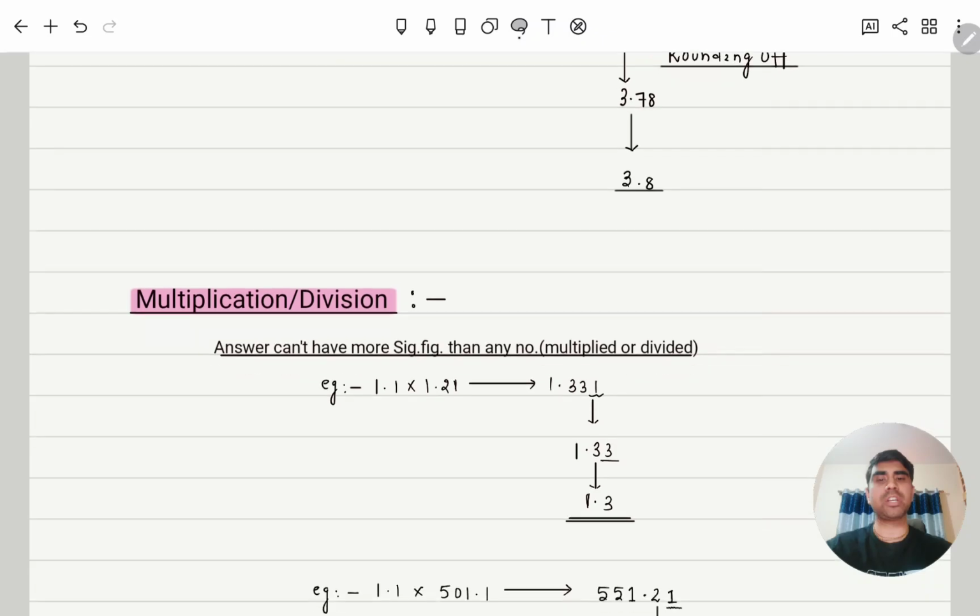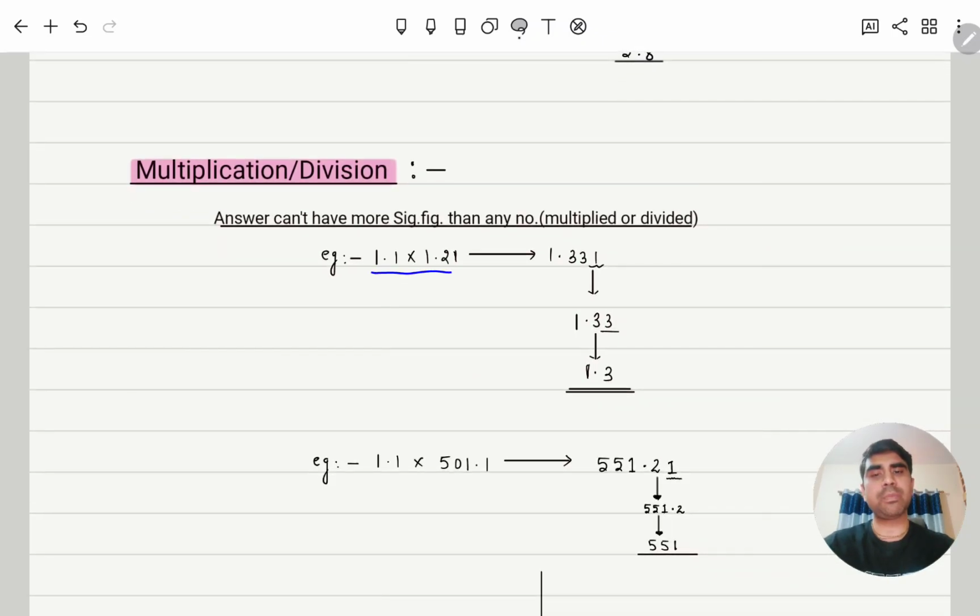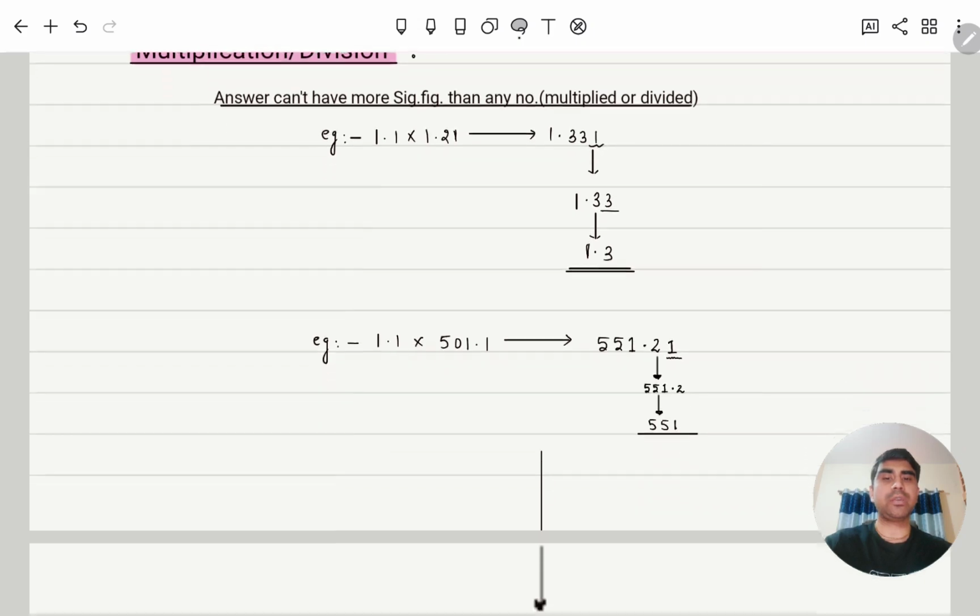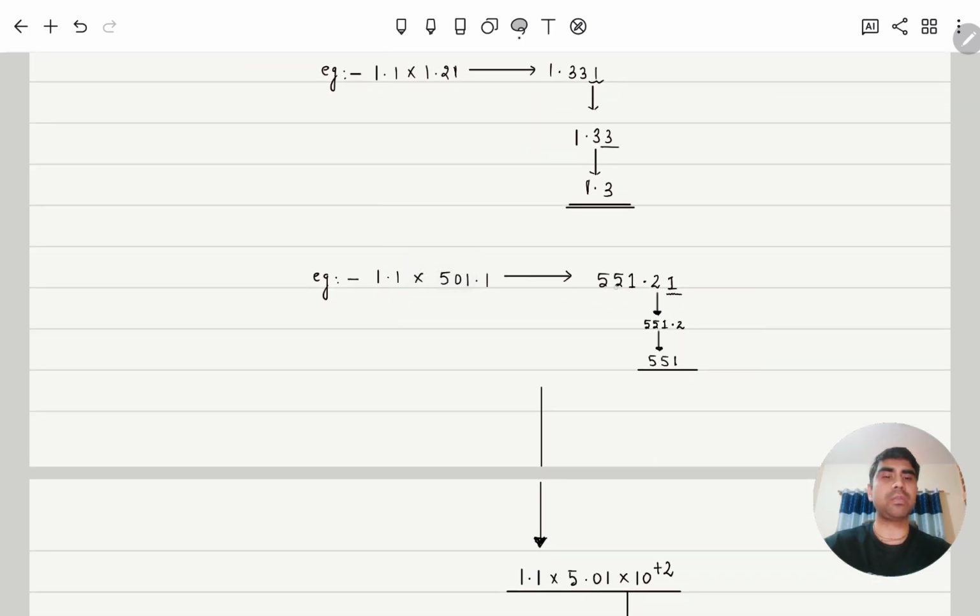Similarly in multiplication and division also, you multiply whatever numbers are given, and then you round off according to whichever has the least significant digits, by checking whether the preceding digit or last digit is greater or less than 5. Like here, after multiplying you are getting this number, but the least accurate one has 2 significant figures, so we'll round off. So after rounding off, how much will you get?